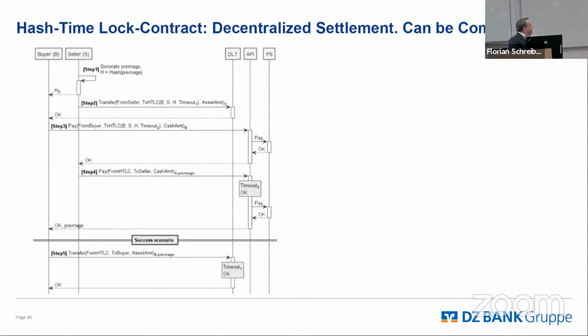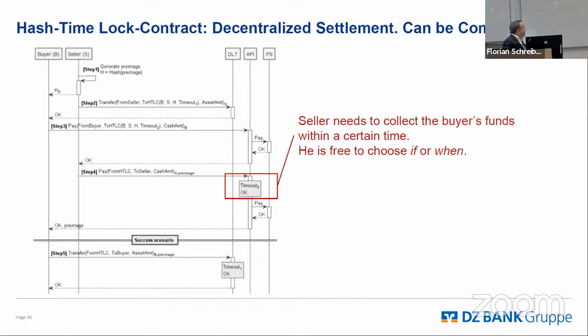So in the title you see it can be compromised here. There are small issues with this protocol, and we want protocols without intermediaries. The first one is that there is a kind of timeout here. The seller needs to collect the funds, the money, and he's actually free to choose when he does this. So there's some kind of option.